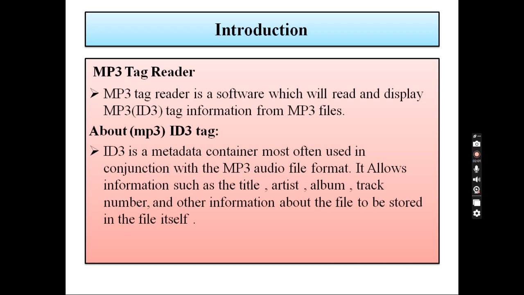About MP3 ID3 tag. ID3 is a metadata container. Metadata means whenever we have one or more pieces of information, we call it metadata. ID3 is a metadata container most often used in conjunction with the MP3 audio file format. It allows information such as title, artist, album, track number and other information about the file to be stored in the file itself. For MP3 we have a tag that is ID3. So this is the tag.